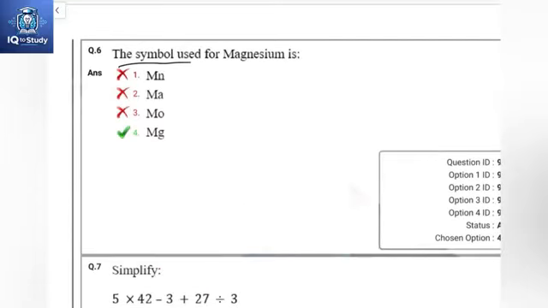The symbol used for magnesium is Mg. Its atomic number is equal to 12.